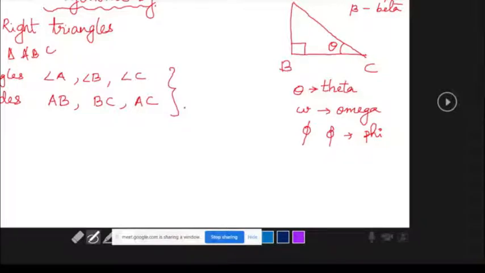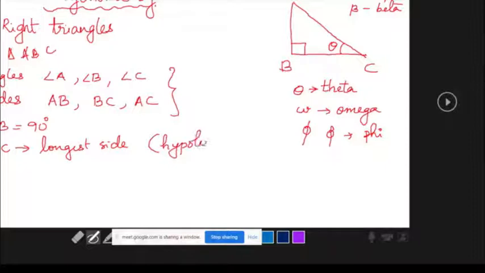Now in a right angle triangle, what is the specialty? One angle, angle B, is 90 degrees. Then what can you say about AC? It is the longest side and it is known as the hypotenuse. So these many things you know, isn't it? So this is our hypotenuse. Other things are just sides.